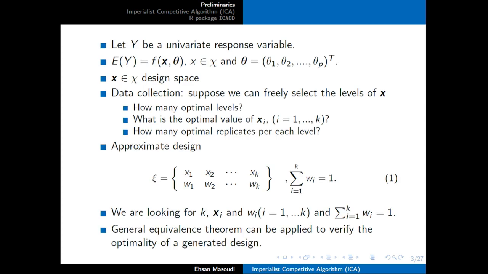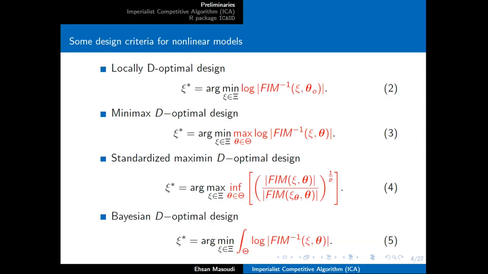Suppose we have a nonlinear regression, and we are in the step of data collection. In the previous talks, they all have some kind of data, but we don't have data. We want to tell the experimenter how to choose the data. So suppose, for example, in a medicine study or in pharmaceutical studies, we can control the dose of the drug, and we want to say which optimal dose we should use.